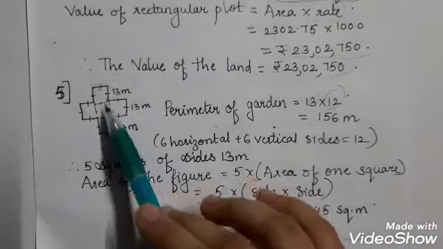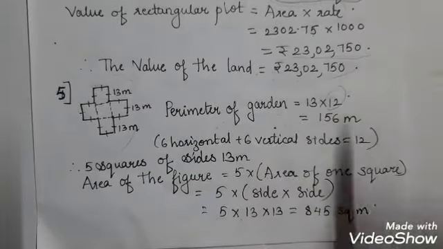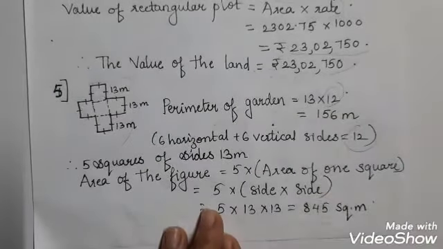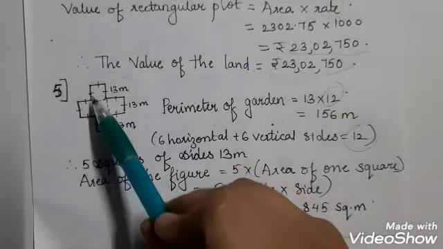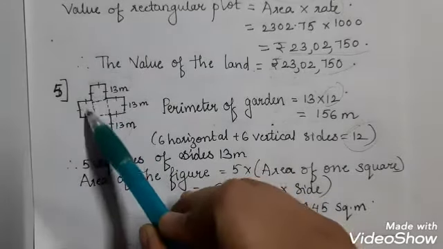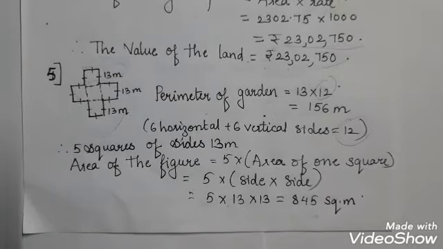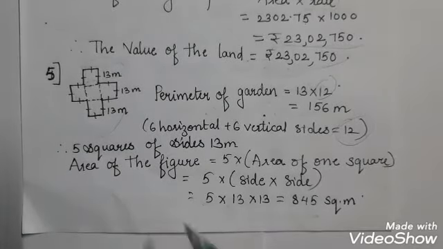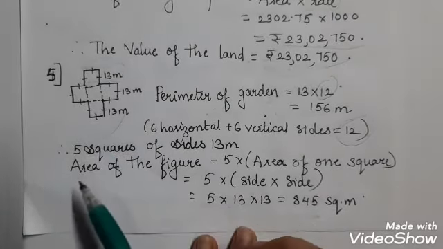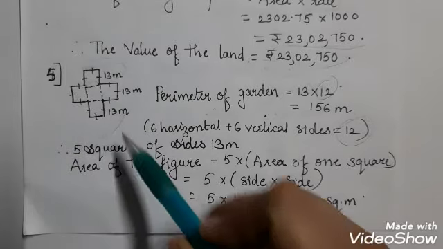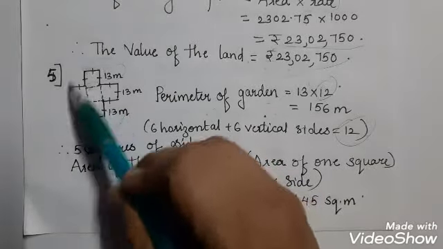That means 6 horizontal sides and 6 vertical sides. That is 12. Now, in all, there are 5 squares. 1, 2, 3, 4, 5. There are 5 squares of 13 centimeter side. So now we will find the area. So area of a figure is equal to, now area of this whole figure.